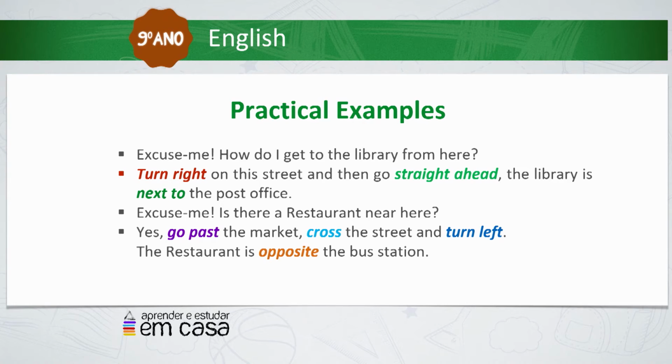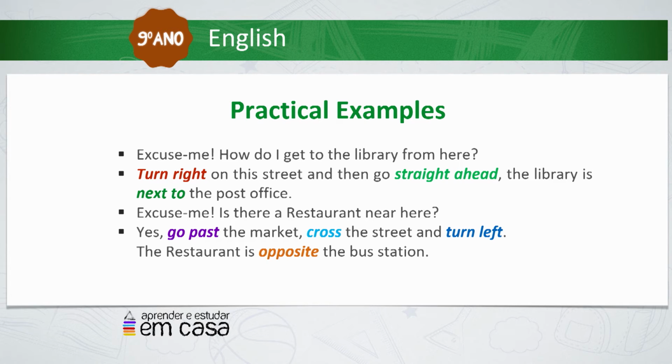Next, we have practical examples. So let's see some practical examples using the prepositions of place to give direction. This is a dialogue, and the dialogue reads, "Excuse me, how do I get to the library from here?" "Turn right on this street and then go straight ahead. The library is next to the post office."